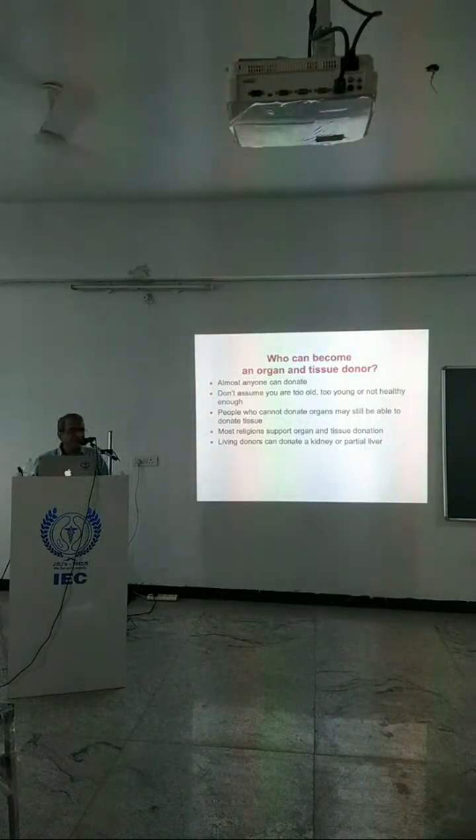Who will decide whether the donor is healthy or not healthy? People have taken organs from patients who died of COVID, because we don't know whether COVID is there in the kidney. So from some COVID deaths, they have taken organs. People who cannot donate organs may still be able to donate tissues. Even if you don't want to donate organs, a part of skin which is taken from the back, you can donate skin.